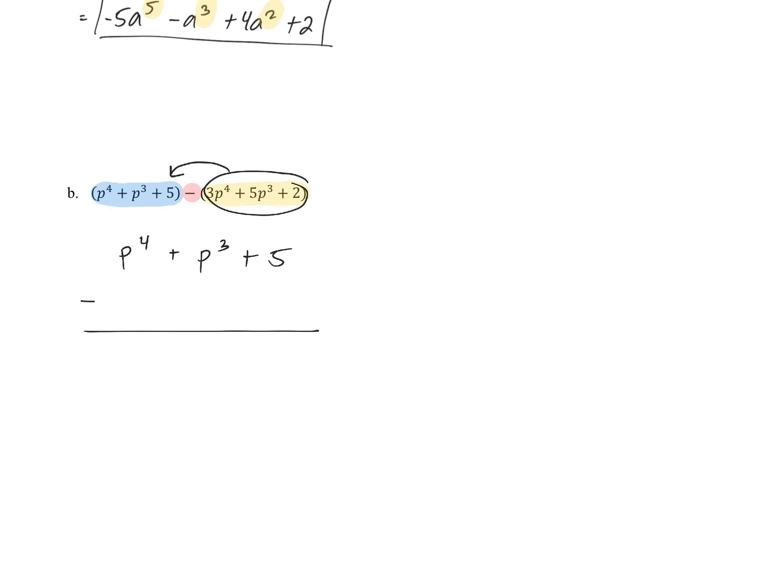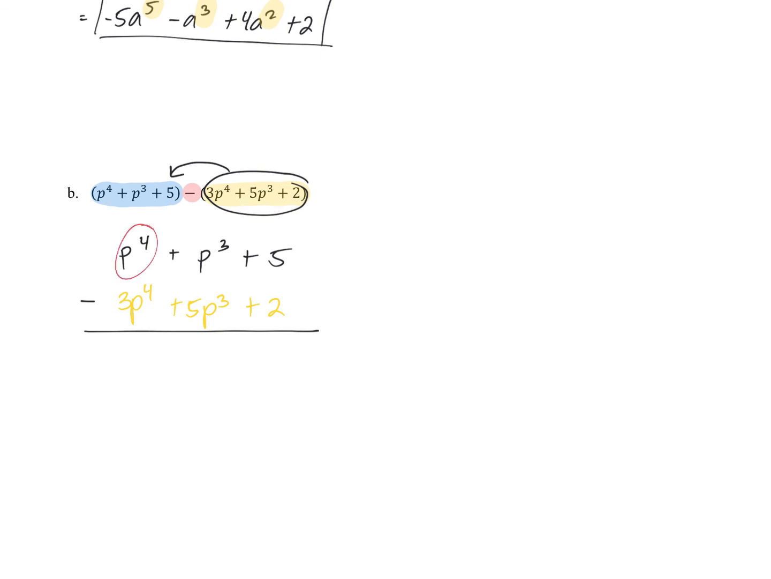If I need to leave a space for, let's say I had a p to the 2nd power on the top but not on the bottom, I would just leave a space and not do any subtraction for that. And then on the bottom we have the other one. Let me write that in yellow. 3p to the 4th plus 5p cubed plus 2. And we're doing some subtraction.